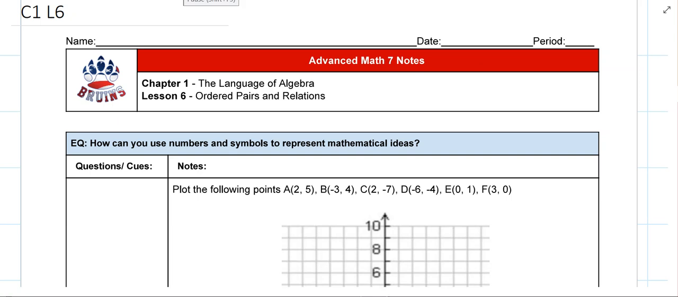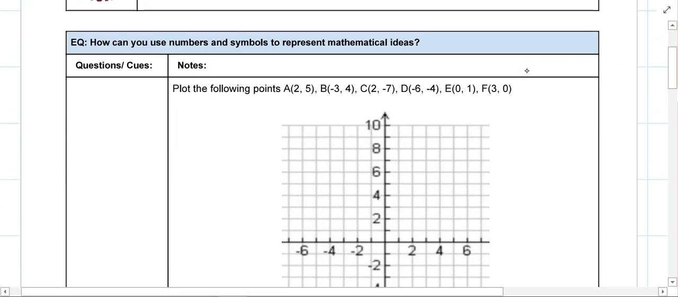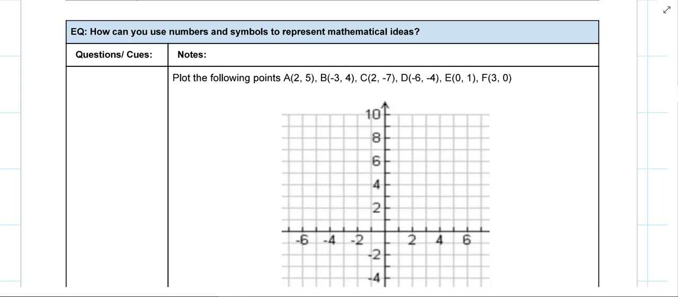Chapter 1, Lesson 6. Today is about ordered pairs and relations. Let's get into it. Looking at this first part, it says, plot the following points, A, B, C, D, E, and F.